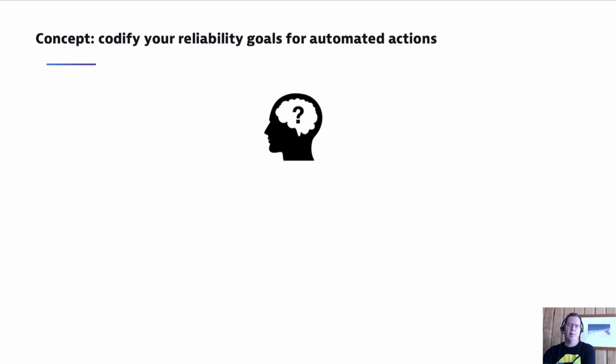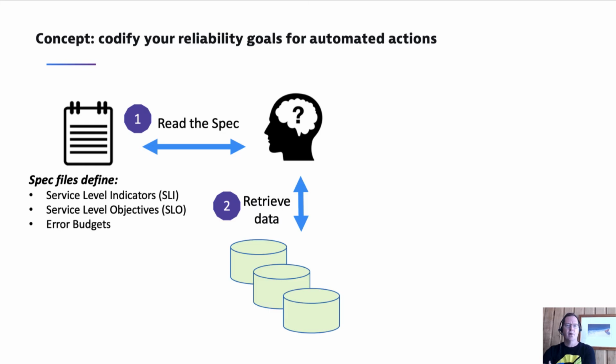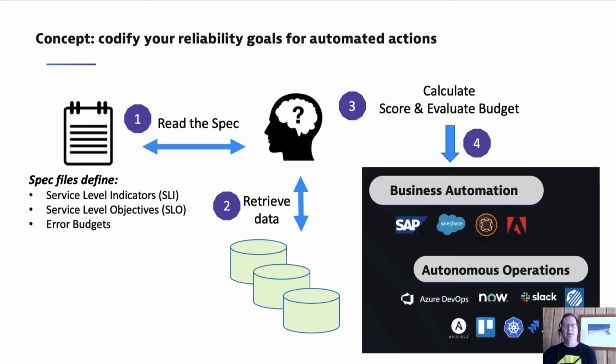And then what we're doing when we want to automate these things is to be able to have the concept of a service level specification file or some sort of database that contains the definitions, the error budgets. We want to read the spec. We want to then retrieve data from our data sources. In our case, we're going to show Dynatrace. And then we're going to calculate the score and then feed into those automated systems that I was mentioning earlier.